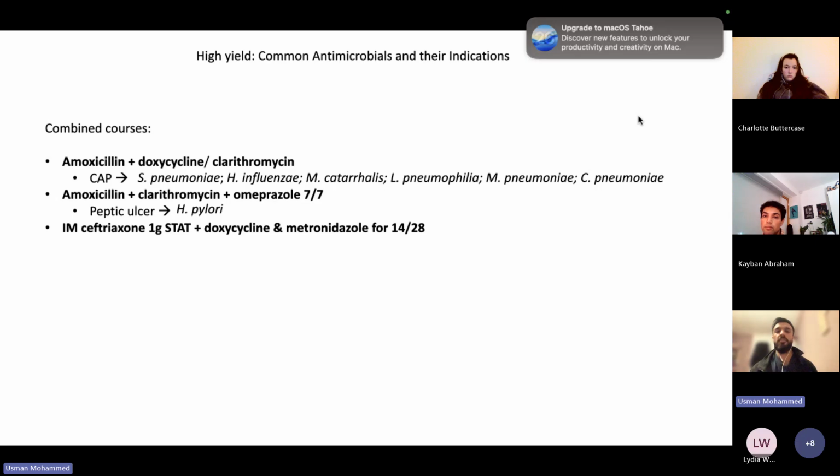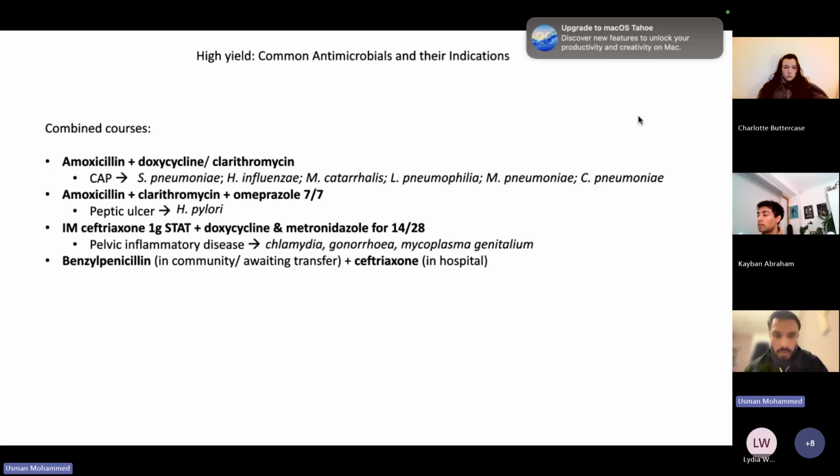IM ceftriaxone, doxycycline, and metronidazole. So we had some of these before. It's a gynecological presentation, usually more severe. Can be asymptomatic as well, though, and can cause infertility. Any thoughts? So we've got quite a few for PID. PID. That's right. And yeah, that's chlamydia, gonorrhea, and mycoplasma. Yep.